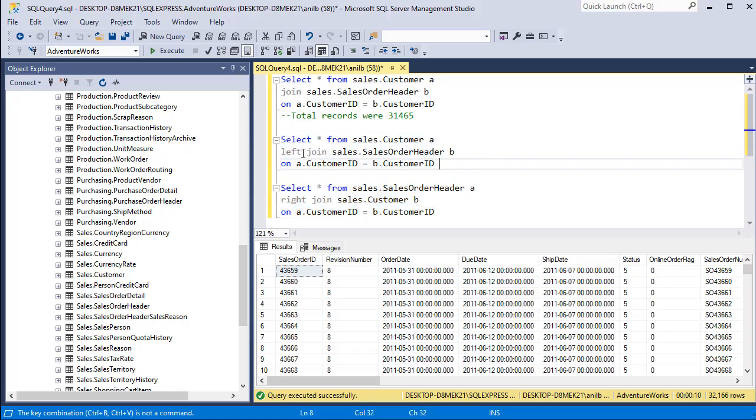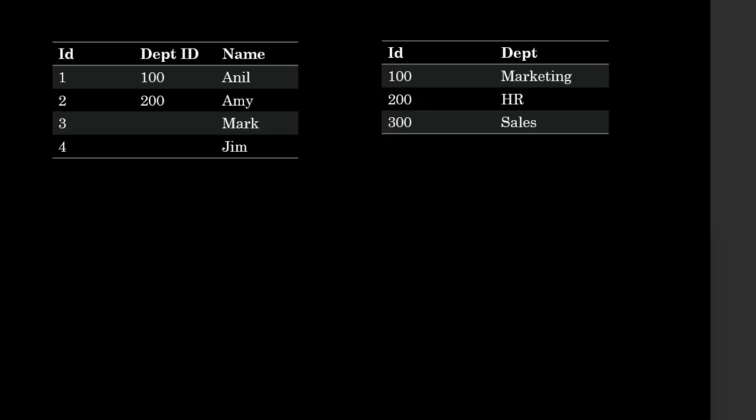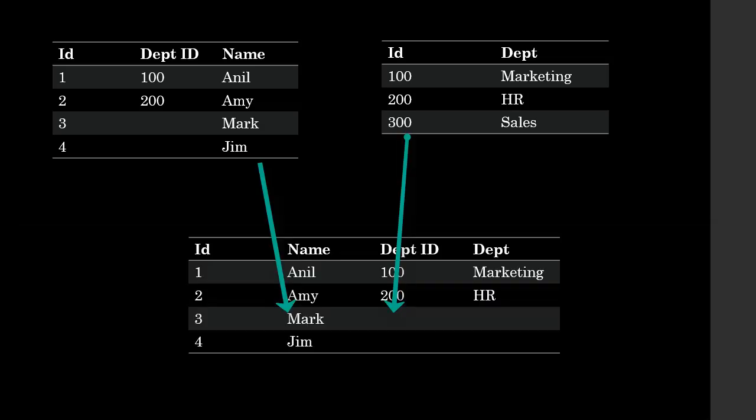So keep in mind, left basically means the first table in the join. Right means the second table in the join. That's how it's constructed. So that's how you write an outer join. Outer join allows you to join two tables and get the data from one table, even if it doesn't have a matching record in the other table.